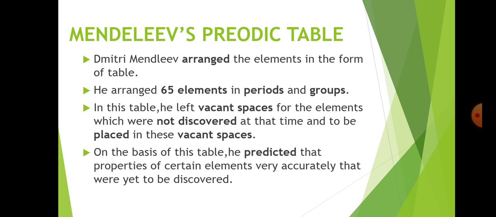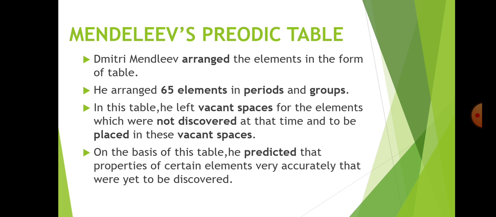Mendeleev arranged the elements in the form of a table. For the first time, Mendeleev arranged the elements in the form of a periodic table. He arranged 65 elements, which were discovered at that time, in periods and groups. In this table, he left vacant spaces for the elements which were not discovered at that time, to be placed in these vacant spaces.